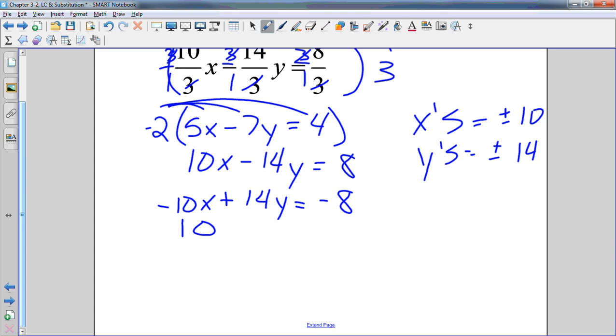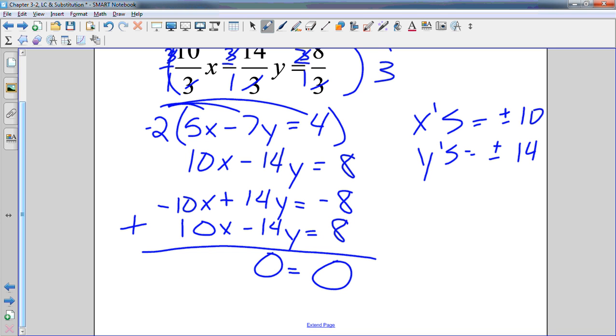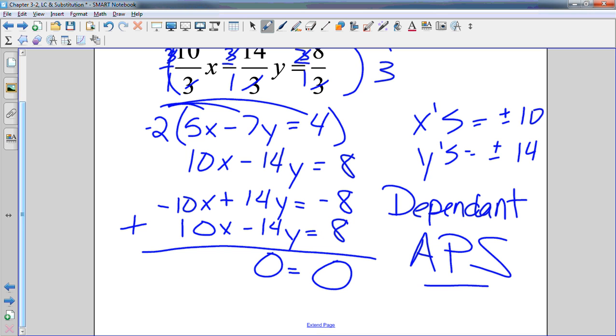I'm going to add it to 10x minus 14y equals 8. Add them together. What is going to happen? 0 equals 0. All possible solutions. Since this is true, all possible solutions, what kind of system do I have? Dependent system! Yes, this is a dependent system. It's the same line. Good. This is all possible solutions.